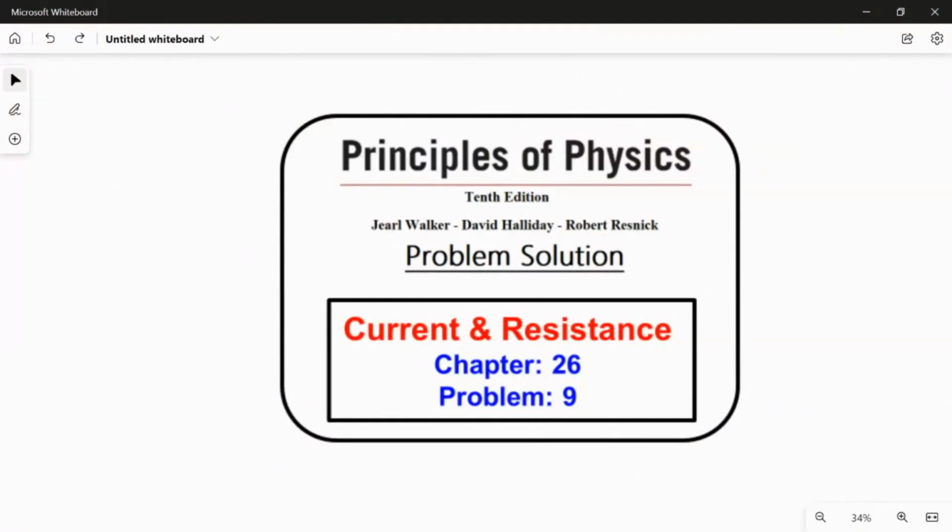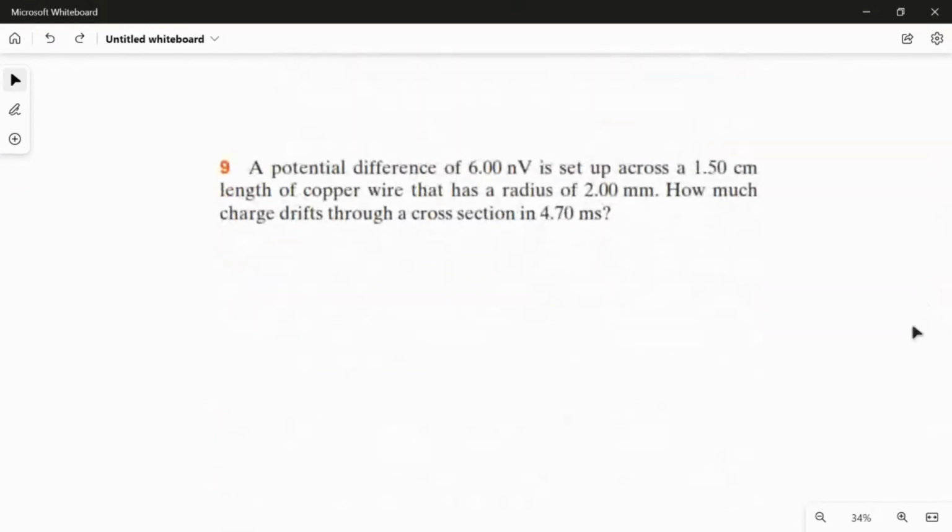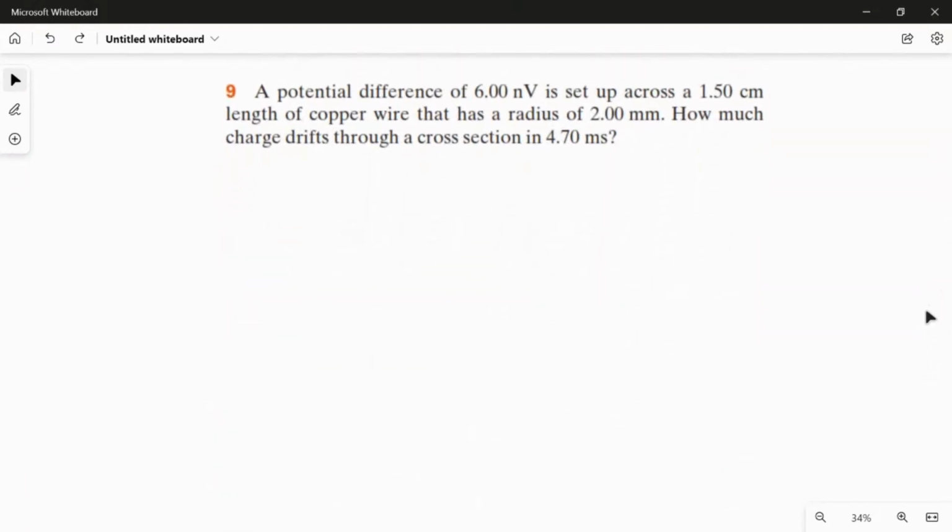In this video, I am going to solve problem 9 from chapter 26. A potential difference of 6 nanovolt is set up across a 1.5 centimeter length of copper wire that has a radius of 2 millimeter. How much charge drifts through the cross section in 4.7 millisecond?